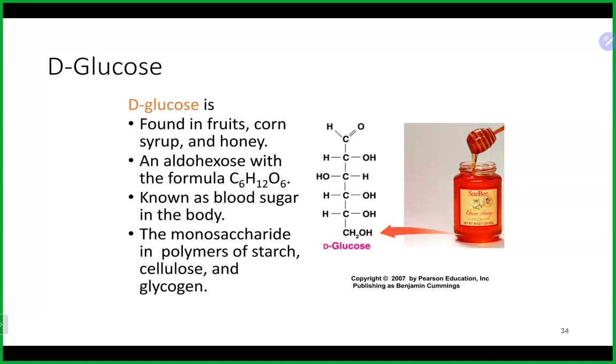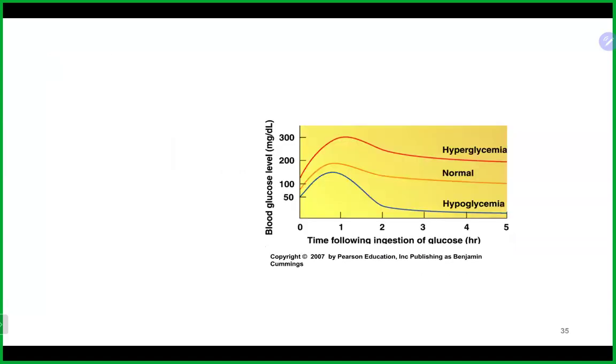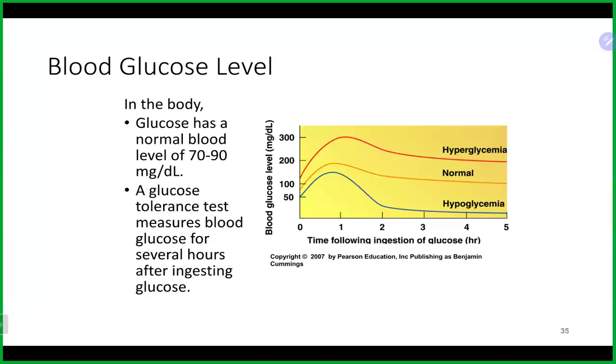But again, this is D-glucose with our OH group there on our right, and our last chiral carbon that is present. Obviously, we measure our blood glucose levels, normal 70 to 90. And you can take, obviously, a blood test and they'll run your glucose there.